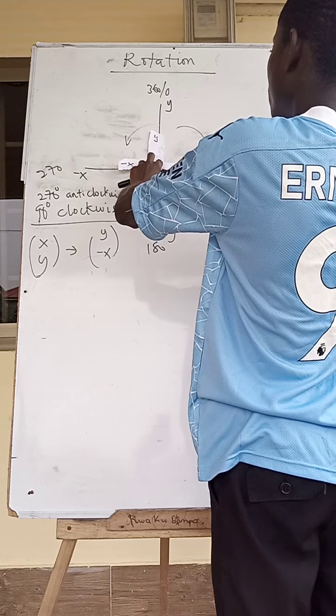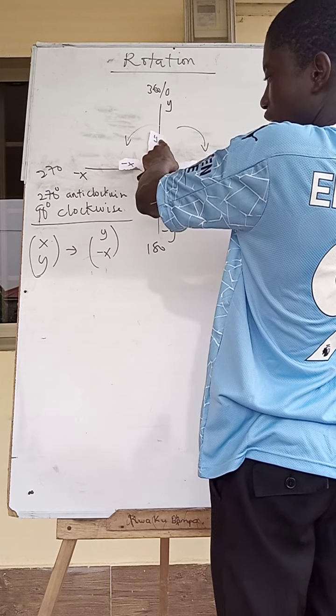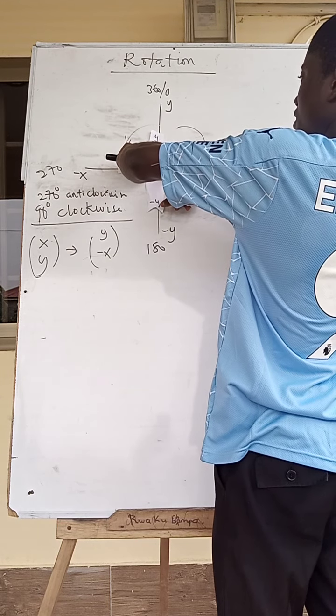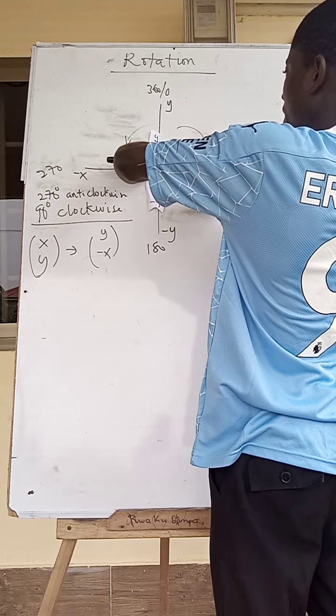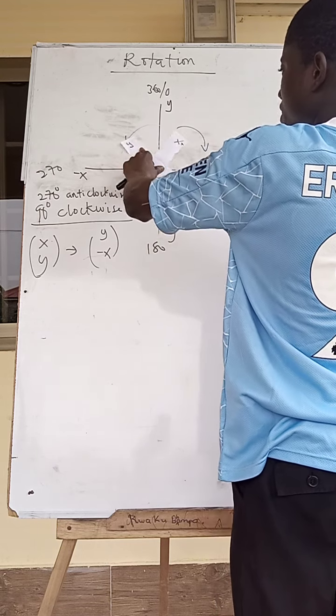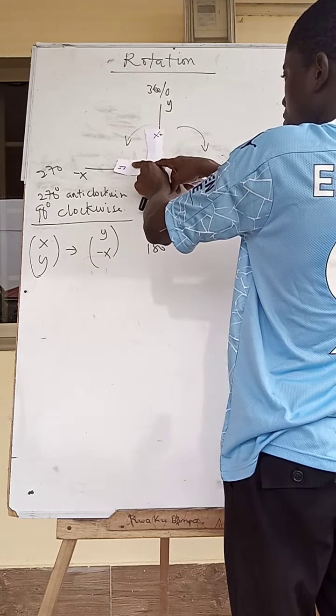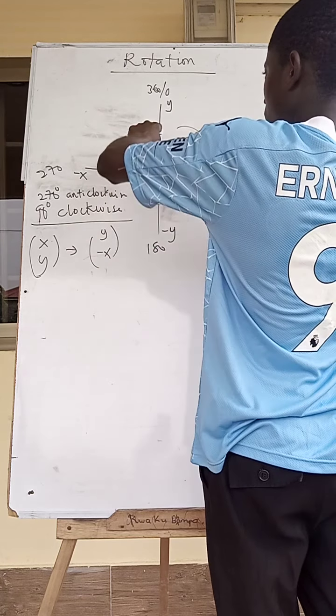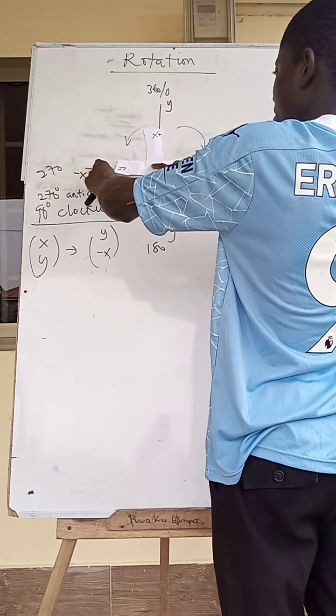So from here, it is on y, right? Taking it, we start x, y. So we always read it from here. So we are going 1. This is 90 degrees anti-clockwise. We've moved 90 degrees anti-clockwise, from here to here. Let's go another one.